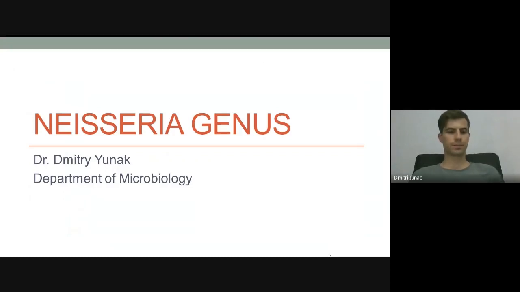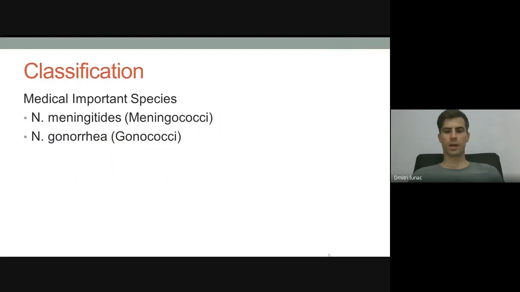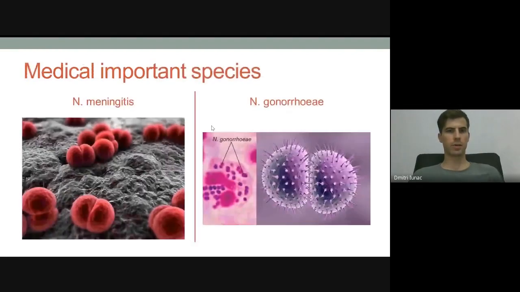About one more topic. It is gram-negative pathogenic cocci, namely the Neisseria genus. The Neisseria genus is pretty big, but there are just two medically important species: Neisseria meningitidis, or meningococci, and Neisseria gonorrhoeae, or gonococcus. Let's talk about both bacteria.